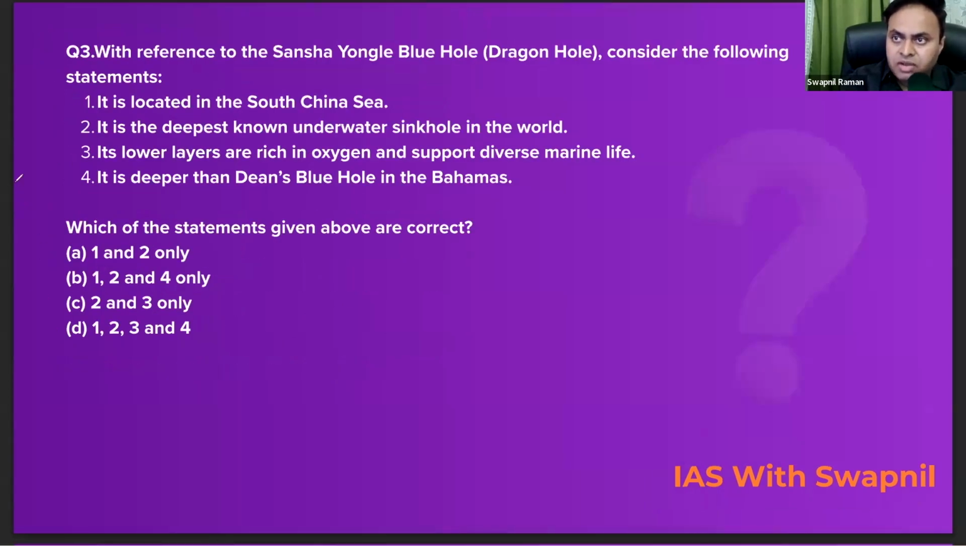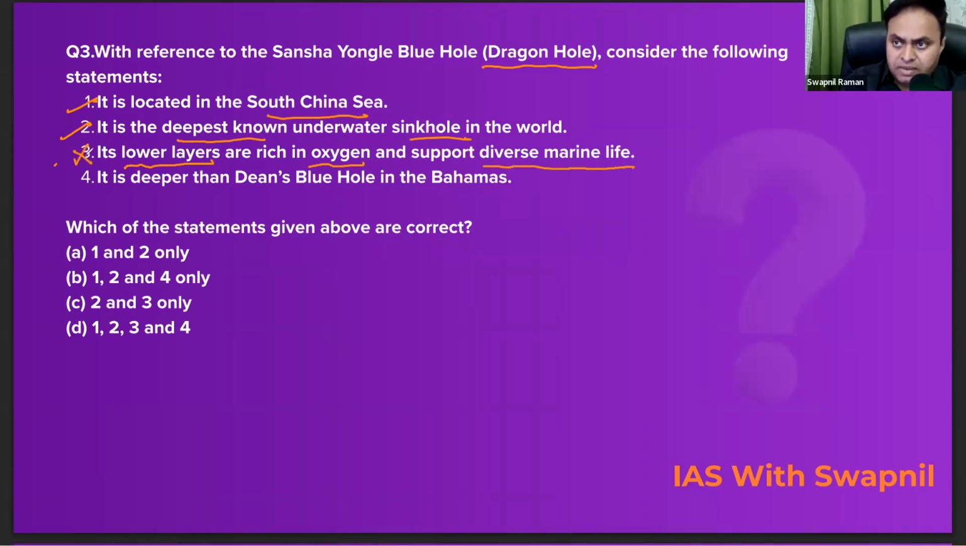So look at question number 3. With reference to the Dragon Hole, consider the following statements. The first statement is, it is located in the South China Sea. Absolutely correct. The second statement is, it is the deepest known underwater sinkhole in the world. Again, correct. The third statement says, its lower layers are rich in oxygen and support diverse marine life. No, that is not correct.